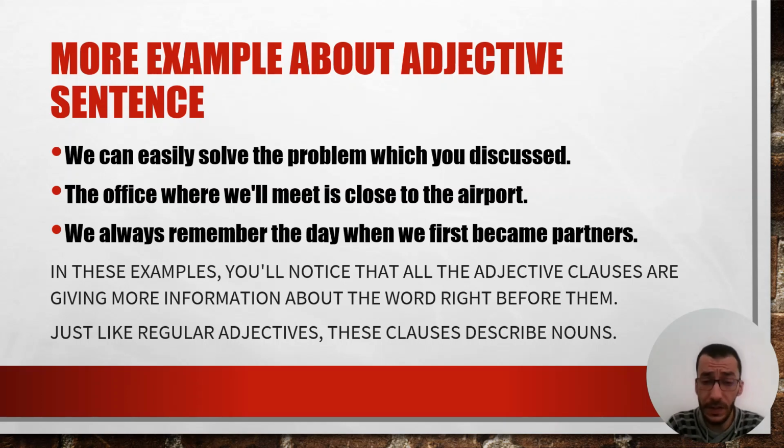So in these sentences I used which, where, and when. In these examples you will notice that all the adjective clauses are giving more information about the word right before them. In Arabic, each clause gives a description of the noun before it. Just like regular adjectives, these clauses describe nouns.